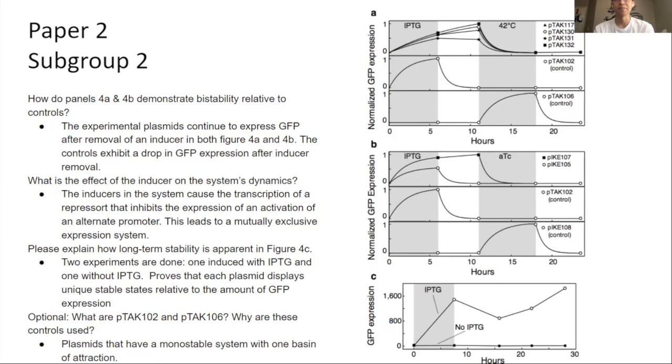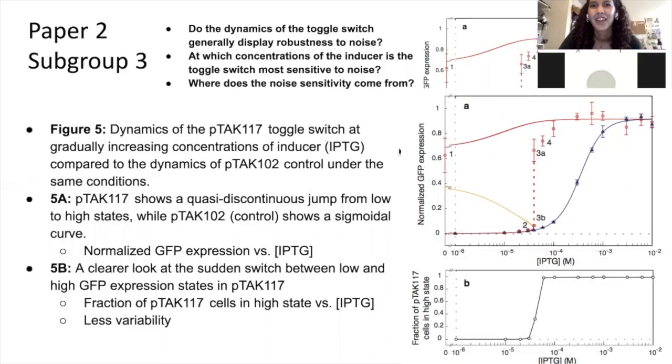And that's it. So for subgroup 3 of paper 2, we will be explaining figures 5 and 6, and the specific questions are: do the dynamics of the toggle switch generally display robustness to noise? At which concentrations of the inducer is the toggle switch most sensitive to noise? And where does the noise sensitivity come from?